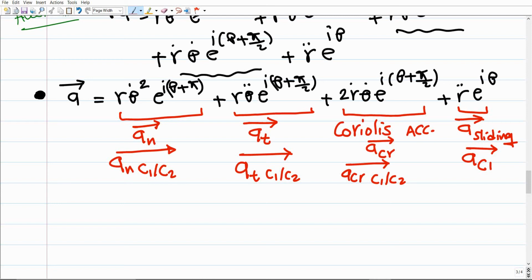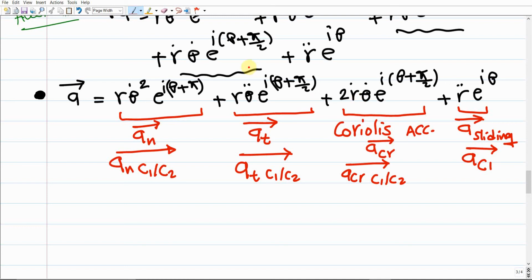R dot, which is V, the linear velocity, and theta dot, which is omega, the angular velocity. So it depends on both the sliding motion, how much sliding motion you give to the slider, and how much you allow for the rotation of the link, right? Now let us discuss the directions of these four components.